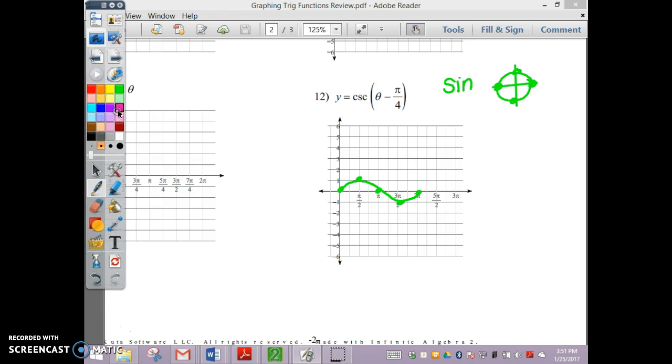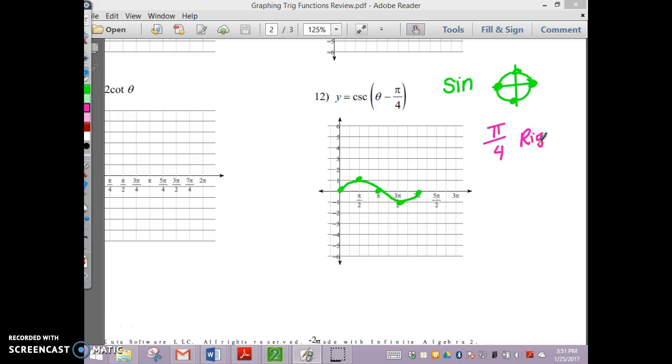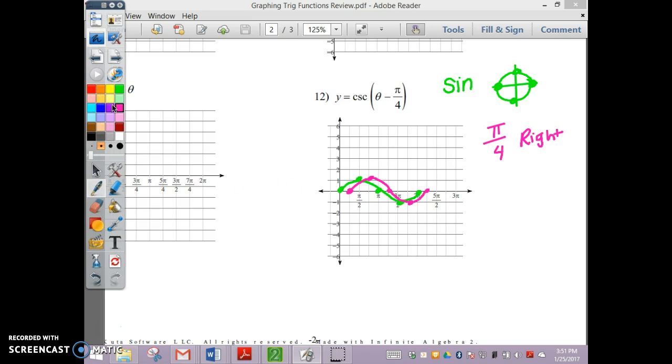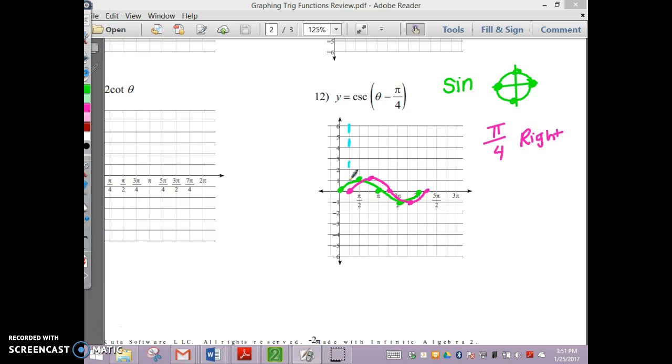Now we are going to be moving this pi over 4 to the right. That's one block. Move it to the right, move it to the right, move it to the right, move it to the right, move it to the right. Now when I move left and right, my asymptotes are also going to move. So I have asymptotes on the new zeros.